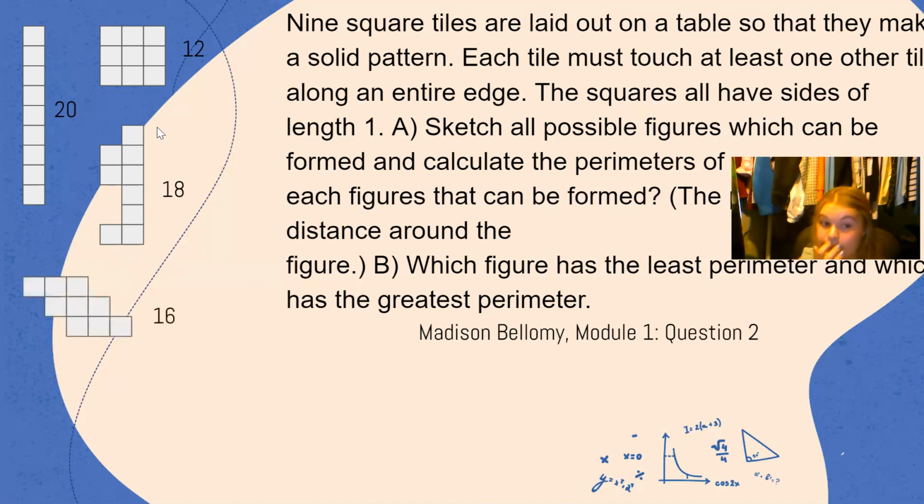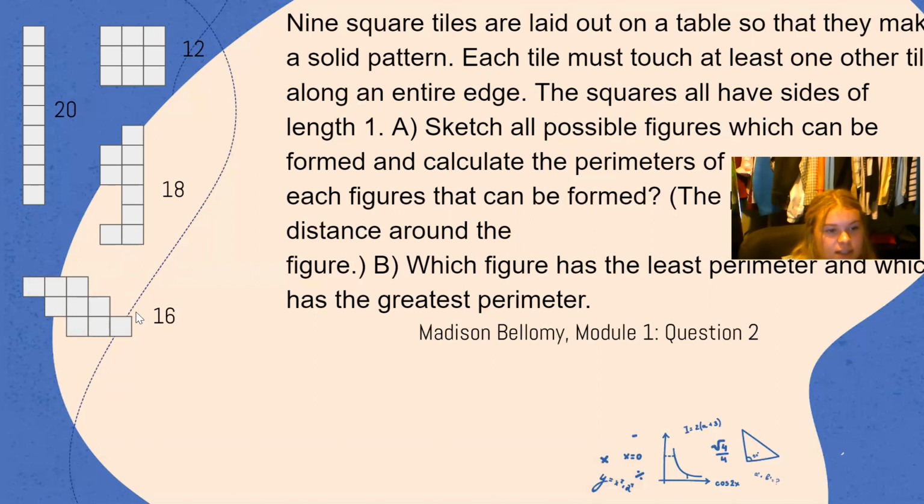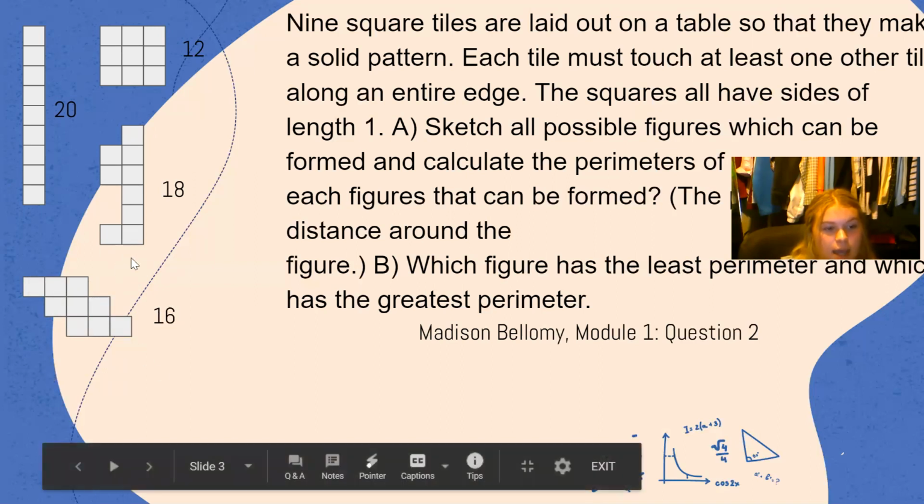So for our next figure, this perimeter is equal to 16. So we have 3 along the top, 4, 5, 6, 7, 8, and this is a symmetrical figure if we cut it diagonally. So 8 on one side, 8 on the other, and that is equal to 16.